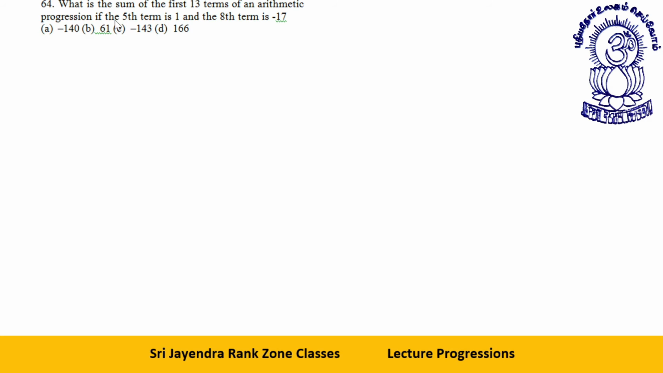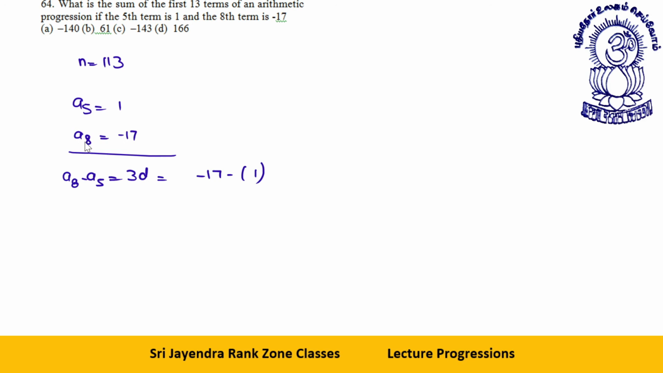Now the next question. What is the sum of the first 113 terms of an arithmetic progression? You have n is equal to 113, if the fifth term is 1 and the eighth term is minus 17. From here I can say A8 minus A5 is actually 3D. This is minus 17 minus 1, which is minus 18. This is 3D. D is equal to minus 6.